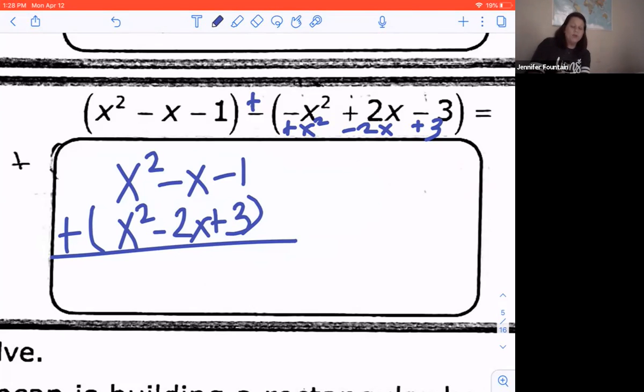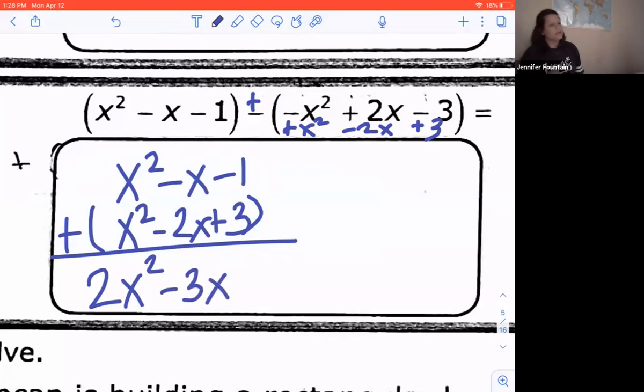Alrighty, so x squared plus x squared. Remember, my understood coefficient of x squared is going to be 1, and 1 plus 1 is 2. So 2x squared. Negative x plus a negative 2x is the same as negative 1 plus a negative 2, so that is a negative 3. My variable is x. And then negative 1 plus a positive 3, take the sign of the larger, find the difference. So 2x squared minus 3x plus 2. Any questions on those?